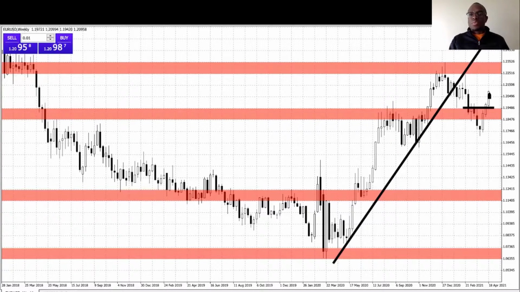Alternatively, in terms of the bullish movement, since there's been a strong bullish movement here, we may expect it to just continue, and then the price will just reach 1.22516 in the coming week.